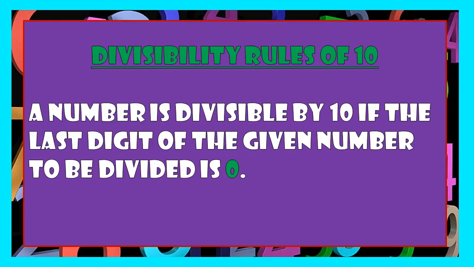So, ano naman yung tinatawag na divisibility rules of 10? A number is divisible by 10 if the last digit of the given number to be divided is 0. So, ibig sabihin, kapag ang number ay nagtatapos sa digit na 0, ang number na yon ay divisible by 10 o pwedeng i-divide sa 10 ng pantay-pantay na hindi kinakailangan mag-divide para malaman lamang kung yung number na yon ay divisible sa 10.